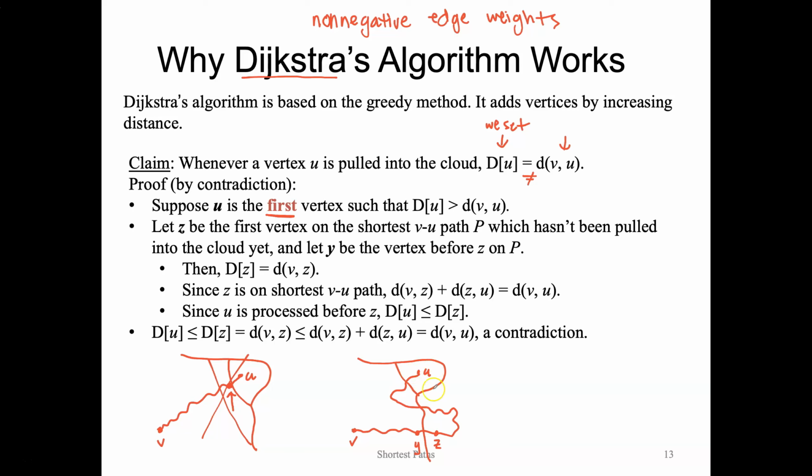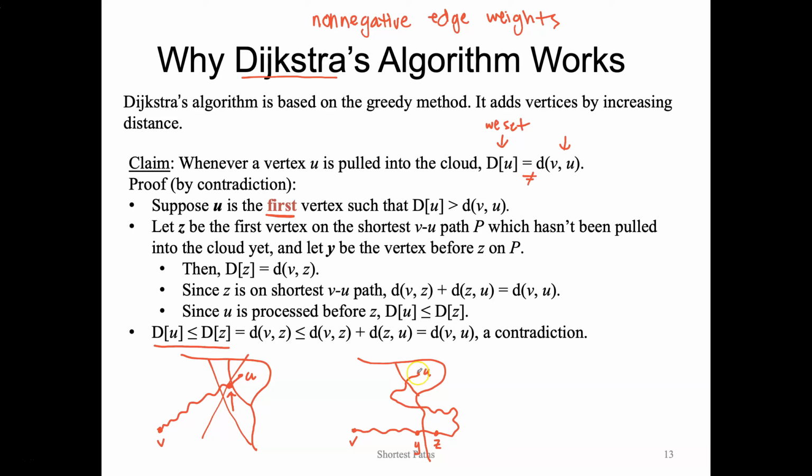So why did we add u over z? Because z is still outside this cloud. u we just added. Well, our greedy choice was we always pick the vertex which has the smallest distance label, which means that u's distance label is less than or equal to z's distance label. And z's distance label we know is correctly set because this is the first vertex outside of the cloud along the shortest v to u path.